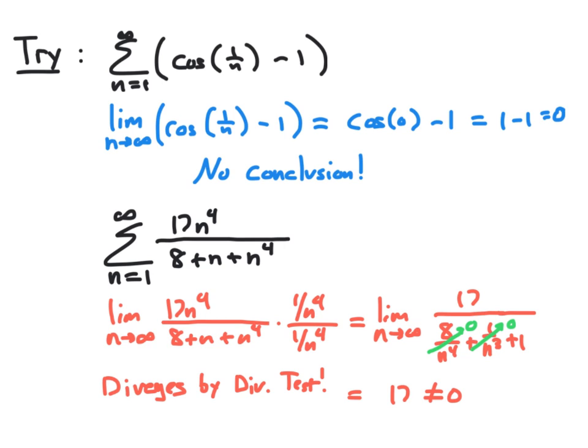For our second series, we can multiply and divide the series term by 1 over n to the fourth and take the limit as n approaches infinity. And doing so gives us a limit of 17, which is certainly non-zero. And therefore, the divergence test applies to this series, and we can conclude that our series diverges.